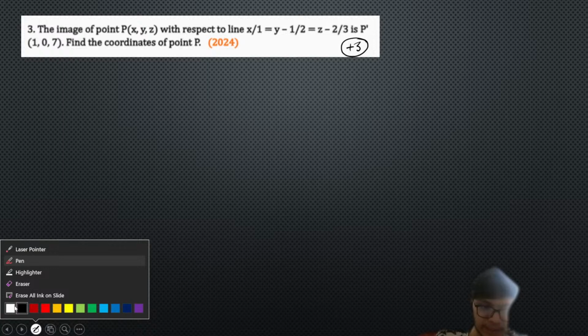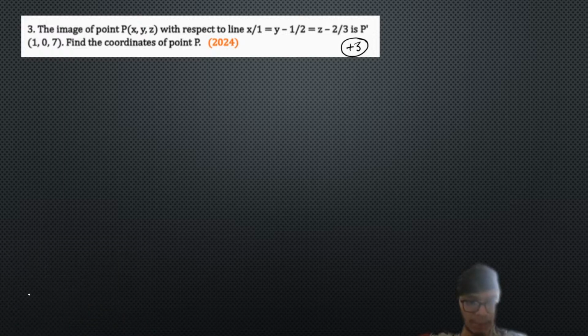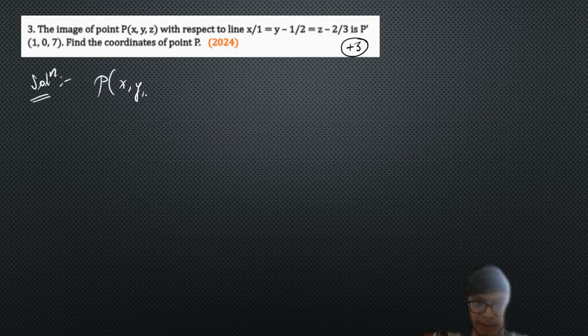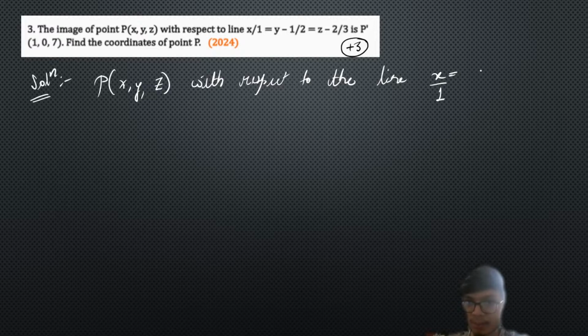So the question says that we need to find out the image of a point x comma y comma z with respect to the line, and our line equation is given as x upon 1 is equal to y minus 1 by 2 is equal to z minus 2 by 3.